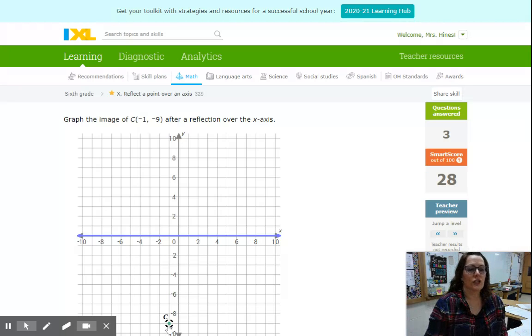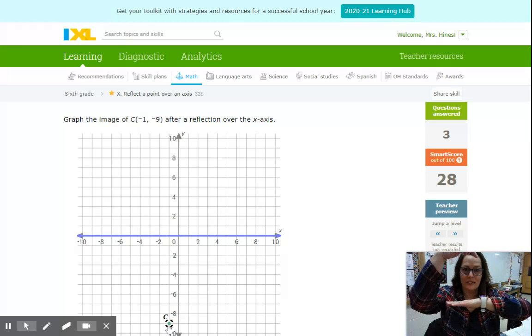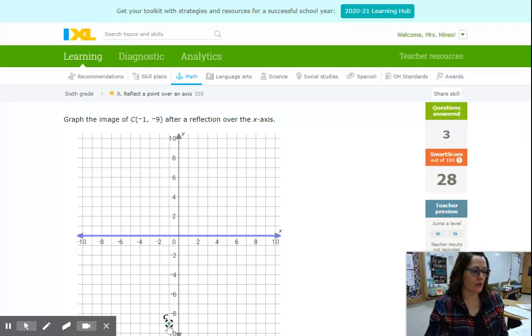So a reflection over the x just means go across the x-axis. So the x-axis is horizontal. So go from here to up here in a straight line until they have the same distance from that axis that you cross. So that means we're going to go from here back to the x-axis, and now go that exact distance on up. So that exact distance on up would be at a +9, okay?